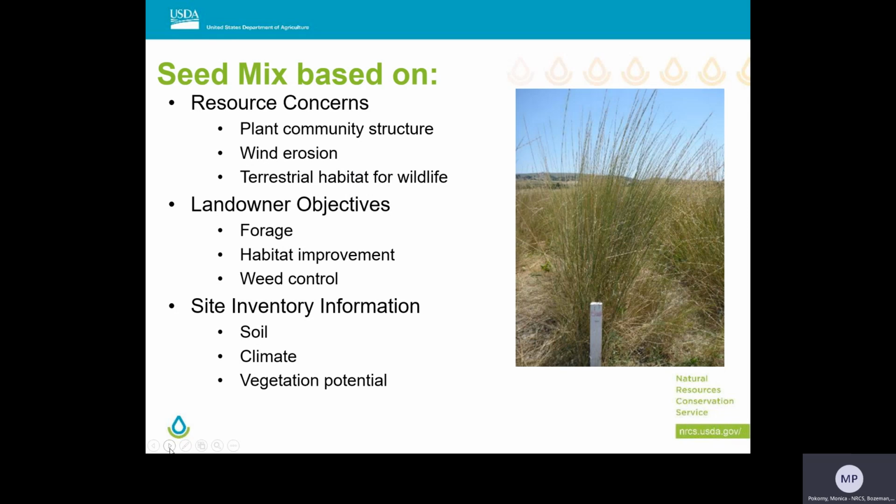And when you know that forage production is an objective, you might also start thinking about plants that have characteristics such as being palatable species that might be nutritious or able to tolerate grazing. And always remember that the species you select need to be compatible with the site and the site conditions.